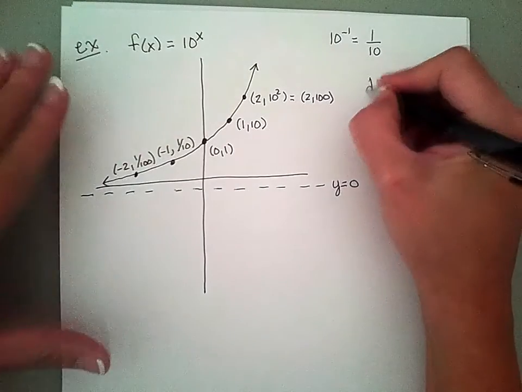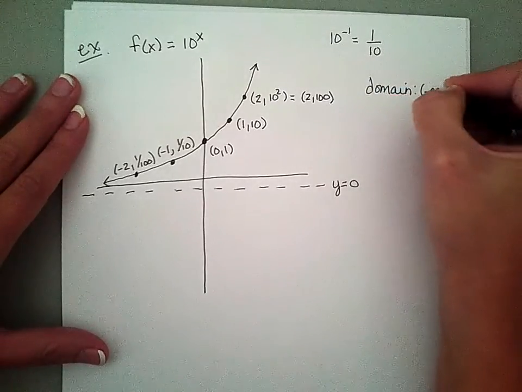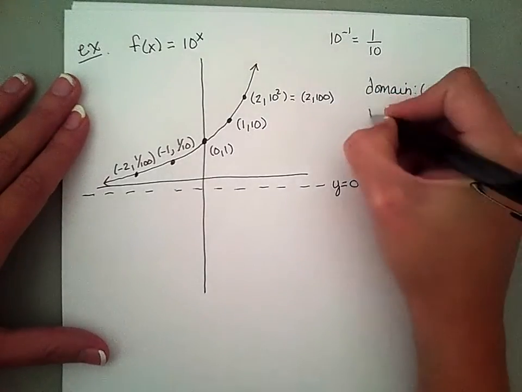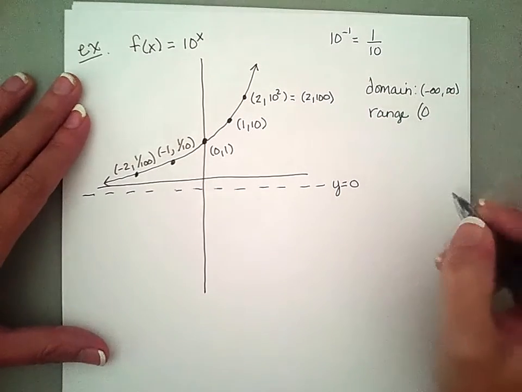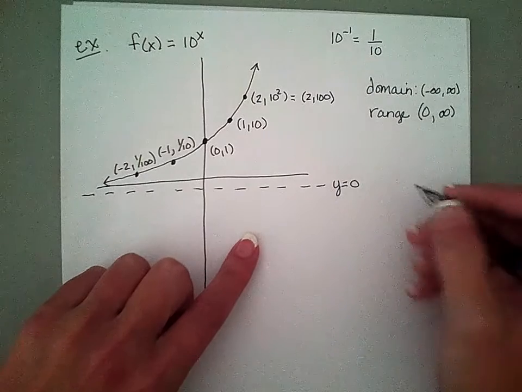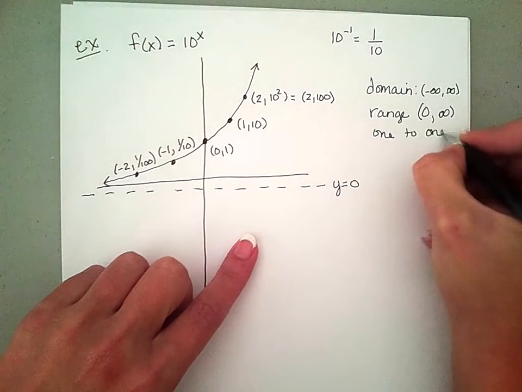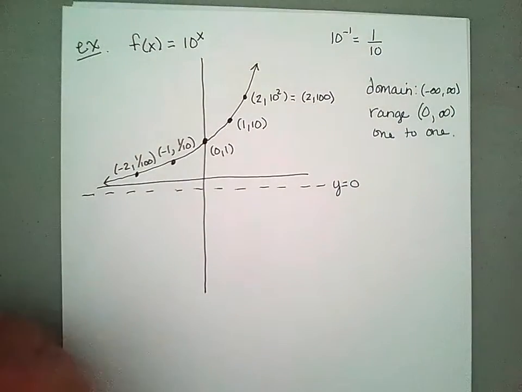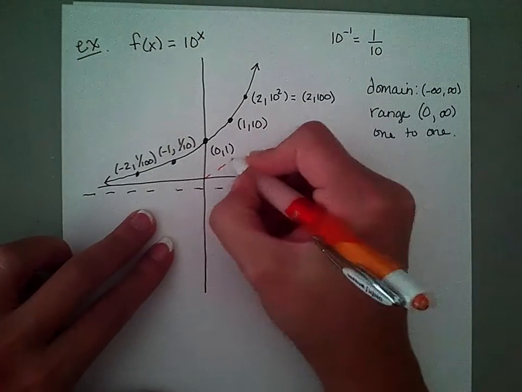Again, the domain stays the same. It goes from negative infinity to infinity. The range starts at 0, but will not include 0 because of the asymptote, and goes to infinity. This is a one-to-one function, and so its inverse will also be a function.